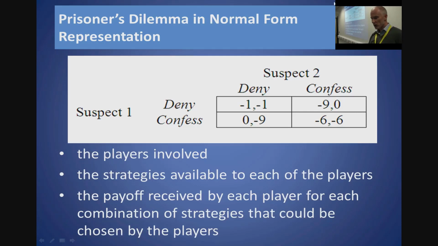So, for example, if they both denied, they'd both get 1 month in prison. If they both confessed, they'd get 6 months in prison. So for all of these various strategy combinations, we then put these numbers in here to represent the payoffs for the players. Now, the way in which I've set this game up is that these figures refer to number of months in prison.